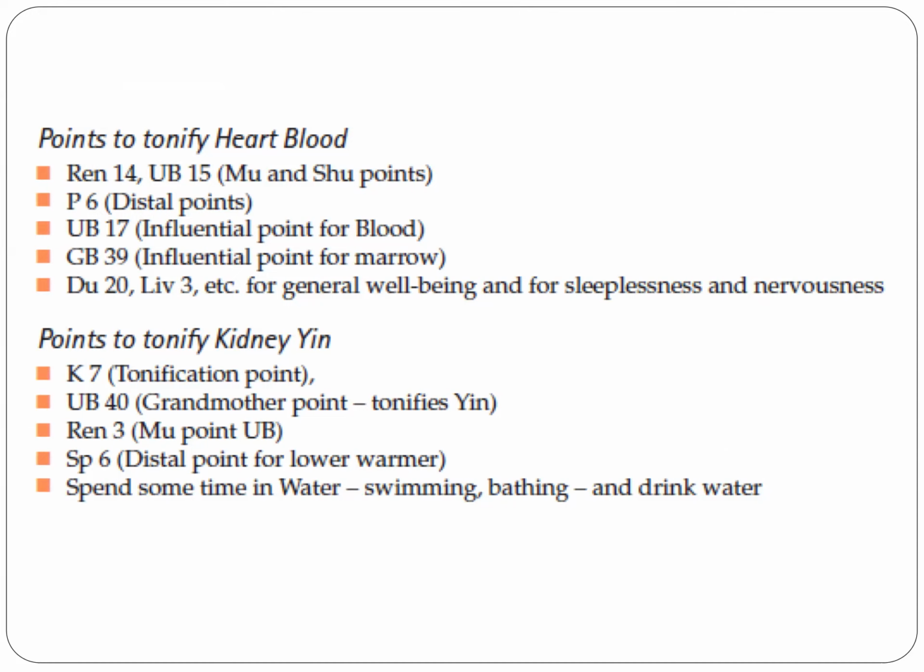Points to tonify kidney yin, we use kidney 7, the tonification point. UB40, the grandmother point, tonifies yin. REN 3, the Mu point of UB. Spleen 6, the distal point for lower warmer. Spend some time in water, swimming, bathing, and drink water.